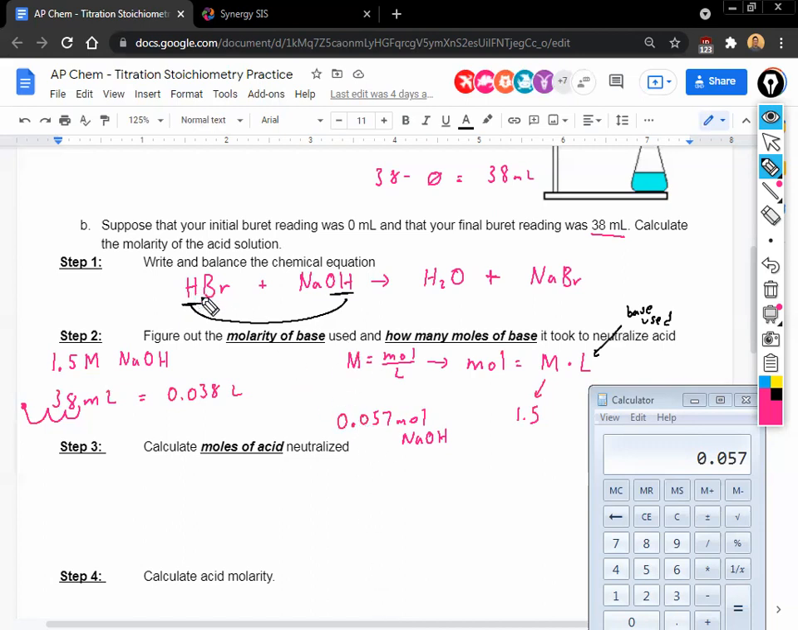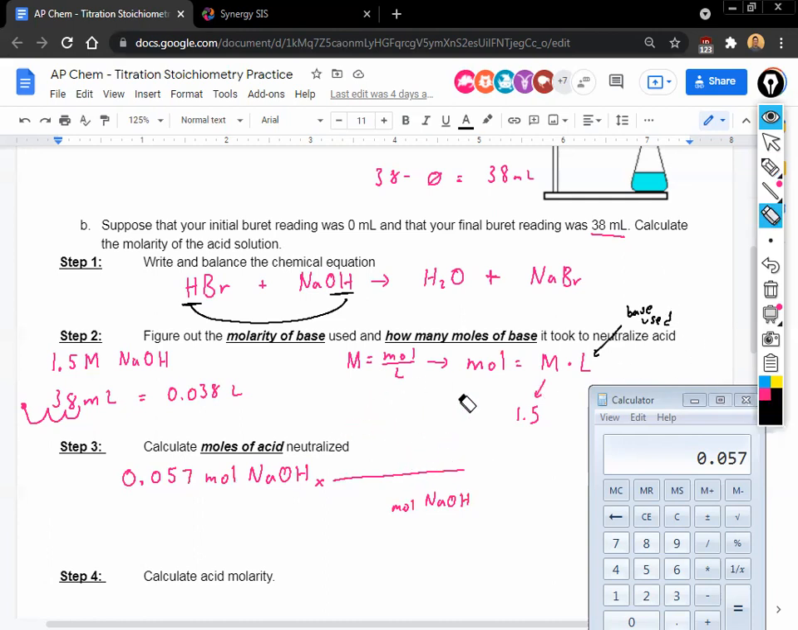Okay, so now that we have the chemical equation and we have the moles of base, we can calculate the moles of acid. So all we need to do is take our moles of base, so 0.057 moles of NaOH. Again, we just need to do one dimensional analysis fraction. So I'm going to put moles of NaOH on the bottom. I'm going to put moles of acid because that's what we're looking for. So we put moles of HBr on the top.